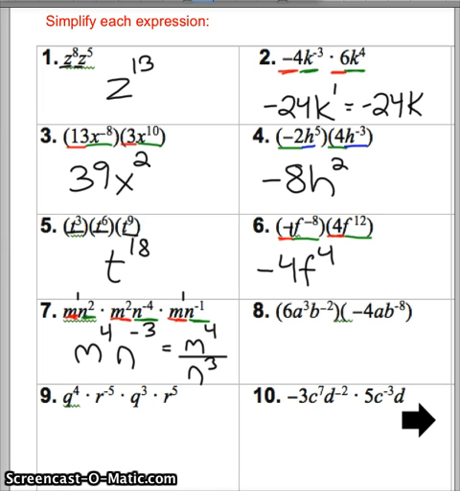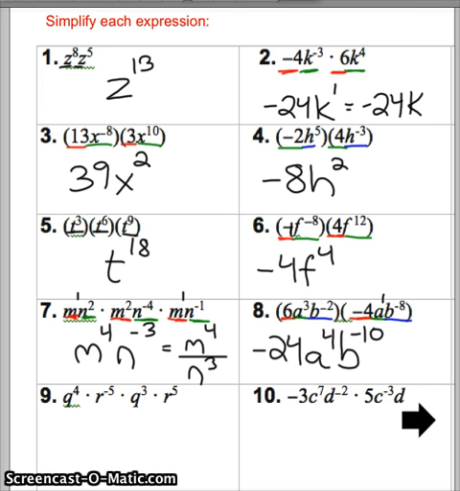All right, number 8. We have 6 and negative 4 as our coefficients. Those are going to multiply to give us negative 24. Next, I'm going to focus on the a's. I have an a to the 3 here, a here, which we know means a to the 1. So 3 plus 1 gives us an a to the 4. B to the negative 2, b to the negative 8. So negative 2 plus negative 8 is going to give us negative 10.